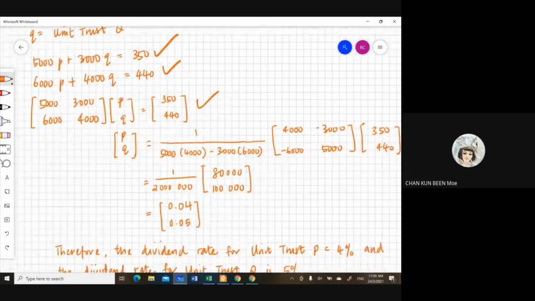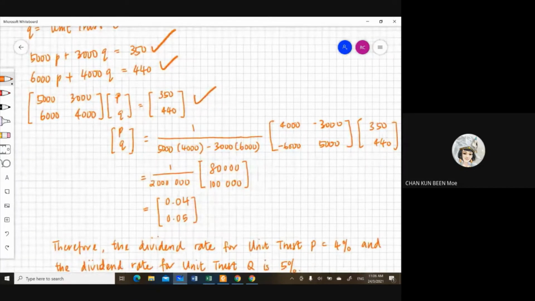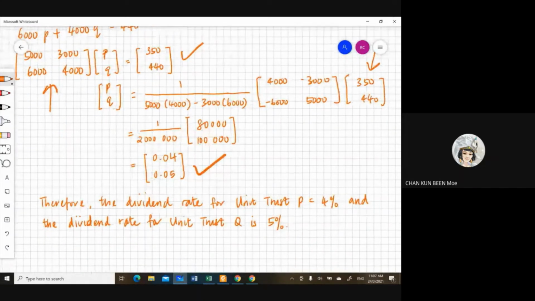And then you find out the inverse of PQ, not the PQ, so it's the inverse of this matrix. You multiply by 350 and 440 at the back, and you will get 0.04 and 0.05. So this means 0.04 here, it means the dividend rate for unit trust P is 4% because 0.04 is 4 over 100, so it's equal to 4%. And for dividend rate of unit trust Q is 5% because it is 0.05.